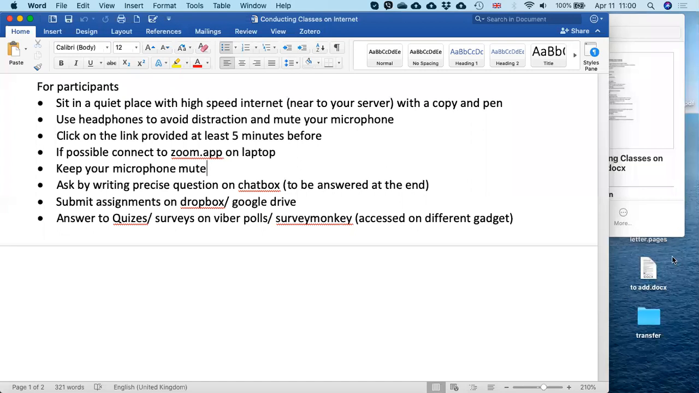If that is not the case, then just type in the chat box. My chat box is all open and you can see my screen, I think so.